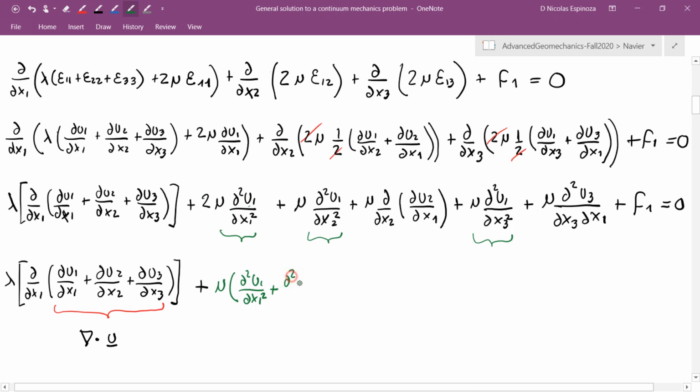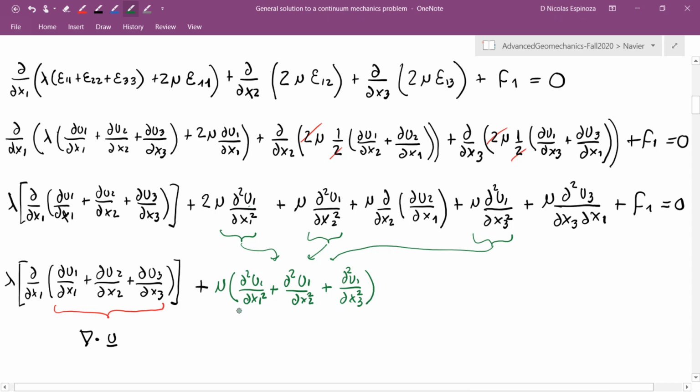And this is u1 x2 and the other one is du1 dx3. I'm making all of these associations in order to make the notation more compact later. Okay, so now that I have that, what is this?